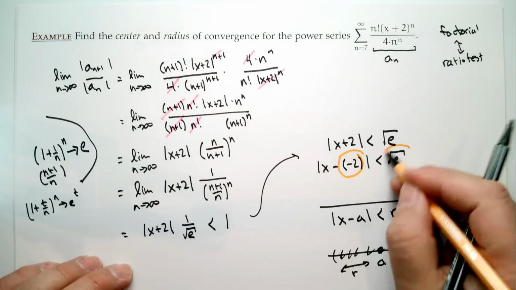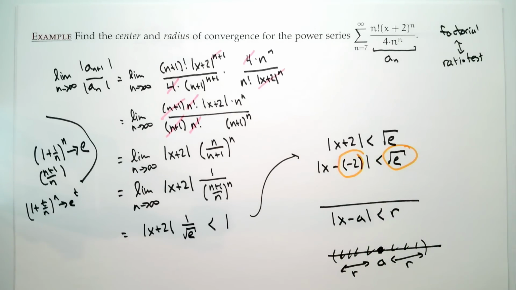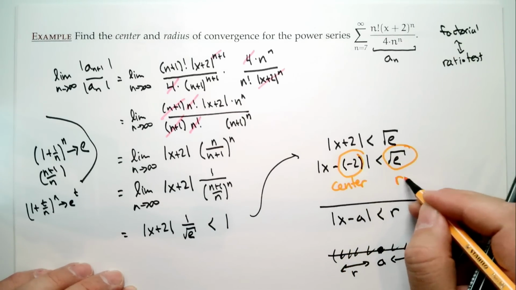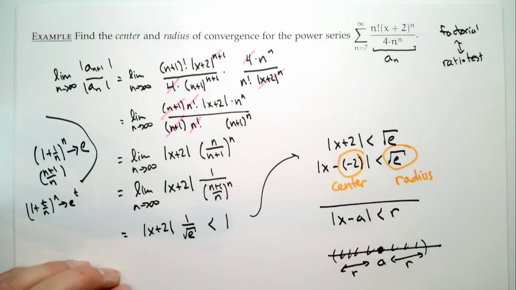Minus 2 and square root of e. So minus 2 is our center. Square root of e is our radius. And that's the answer. We're done, because that's all we needed to find for this, was the center and the radius.